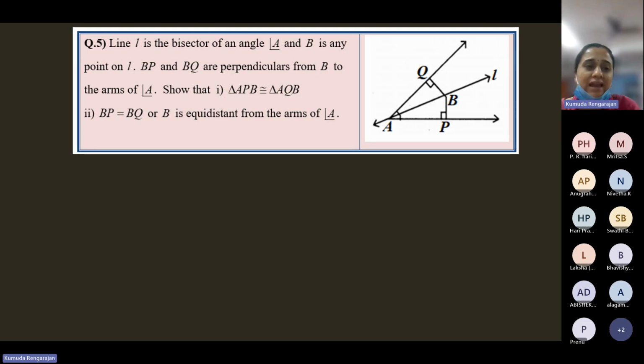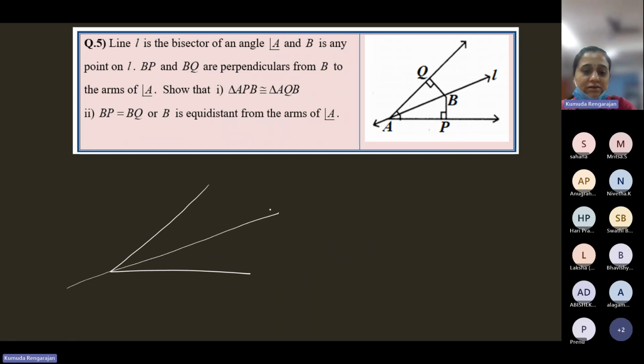So line L is the bisector of angle A. This full thing is angle A. L bisects it. That means if this full angle is 80 degrees, L bisects it, making it 40 and 40. The angle is bisected, meaning divided into two equal parts.